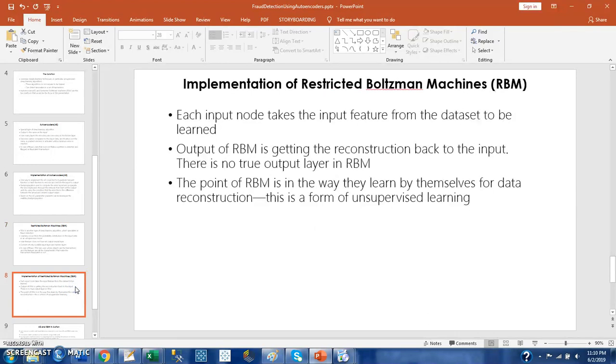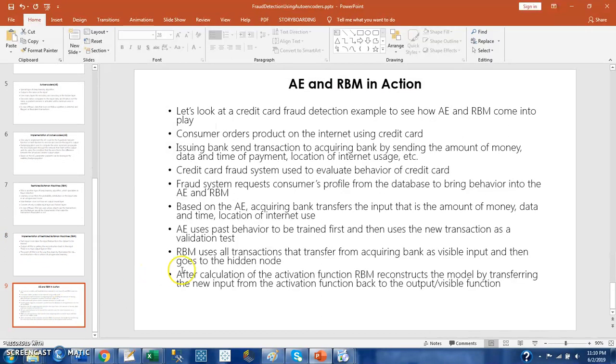Implementation of RBM. Each input node takes the input feature from the dataset to be learned. Output of RBM is getting the reconstruction back to the input. There is no true output layer in RBM, if you recall. The point of RBM is in the way they learn by themselves for data reconstruction, and that in itself is an unsupervised learning technique. So let's look at AE and RBM in action real quick.